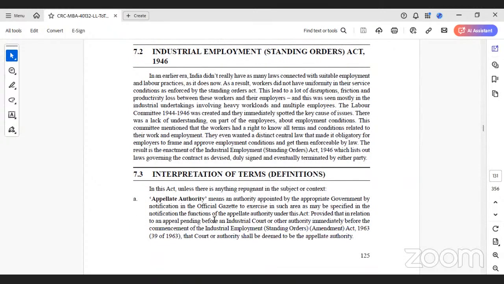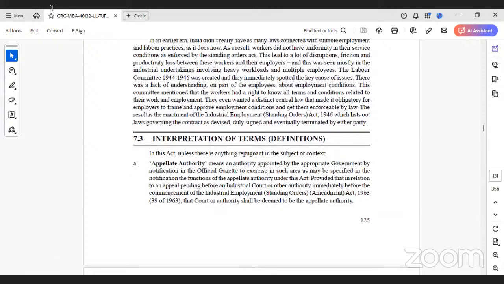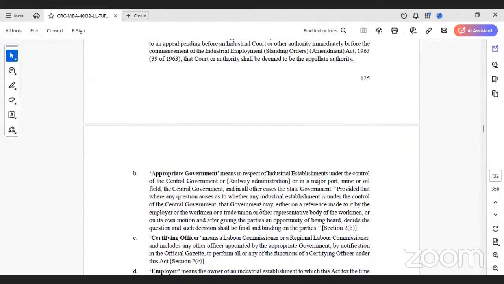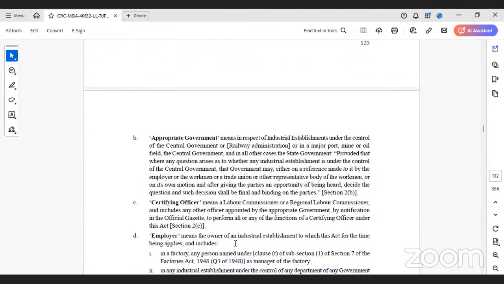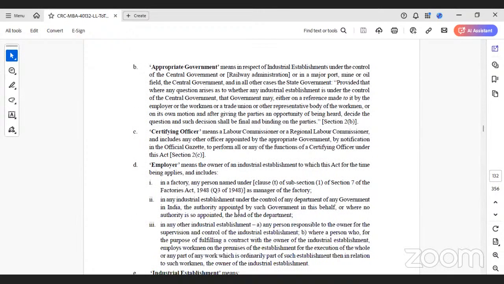And among the terms and definitions of the law, we have the appellate authority, which means an authority appointed by the appropriate government by notification in the official gazette. Then we have the appropriate government, that is, in respect of the industrial establishment under the control of the central government or the state government, wherever the rules apply, that would be the appropriate government. And who is the certifying officer? A labor commissioner or a regional labor commissioner, and it includes any other officer appointed by the appropriate government by notification in the official gazette.